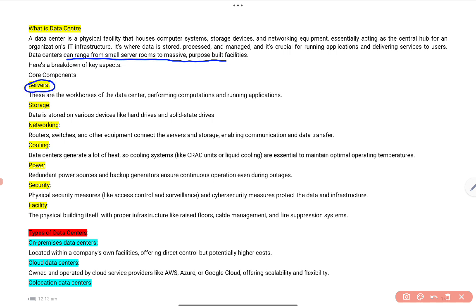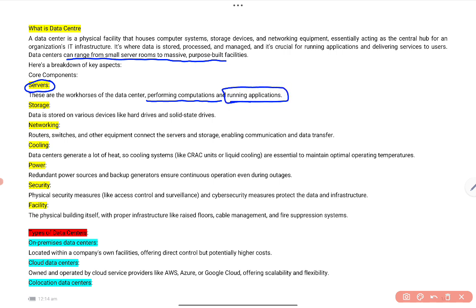As you all know, for every internet website and every online website, what is required to drive the websites? It's the server. We all require a server to drive any type of website, or any type of application, our games. So the server is the most important part of the data center. For what is the server required? To perform computation and run the applications.